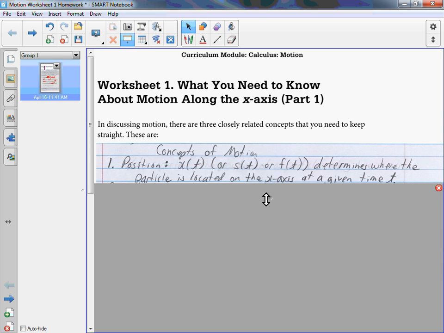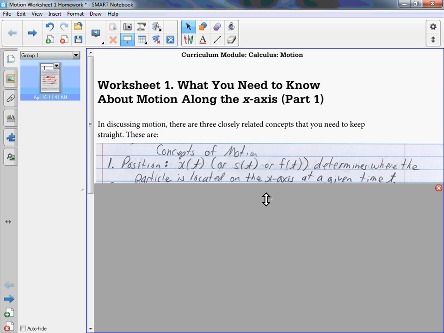So the first one, position, quite often called x of t, quite often called s of t or f of t. Doesn't really matter what we call it, okay? Quite often it's x of t for the College Board. And the position function, which is a function of time, determines where the particle is located on the x-axis at a given time t.